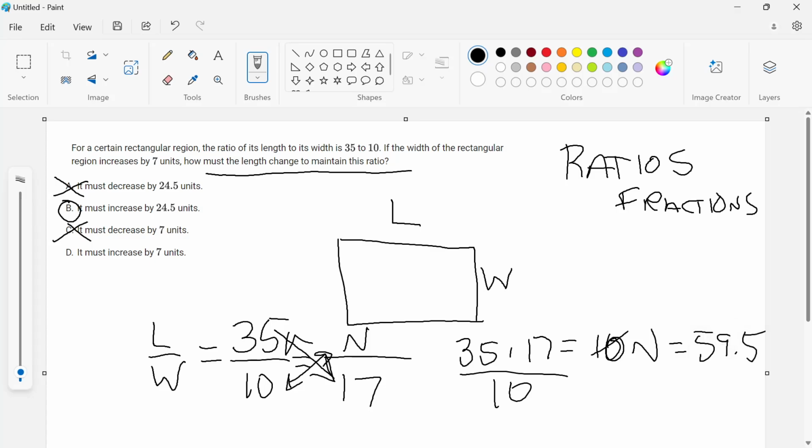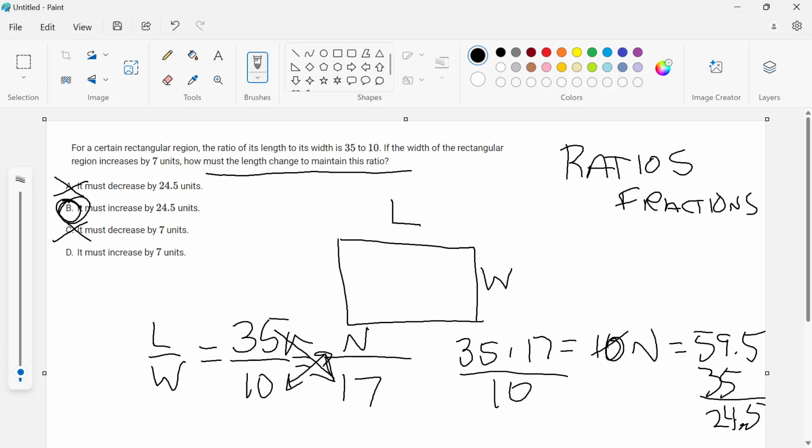But remember, it wants to know how must the length change? Well, that's certainly not an increase of 7, but I can just do the subtraction here. Or I'm sorry, it was originally 35. And if I subtract them, I can also do that on a calculator. 24.5. It increases by 24.5.